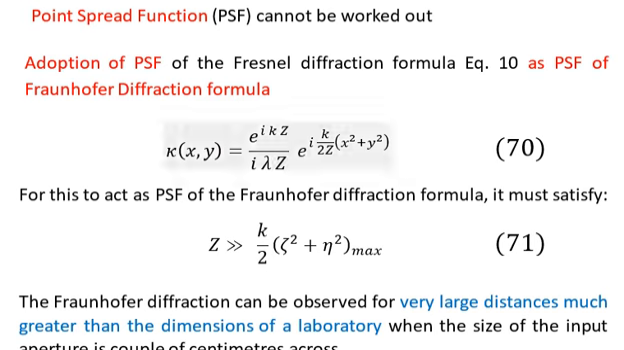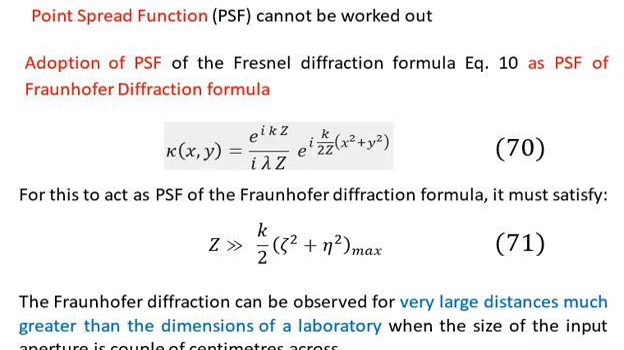So kappa of x y is equal to e to the power iota kz over iota lambda z multiplied by e to the power iota k over 2z. Within the bracket we have x square plus y square. So this was actually the transfer function that we wrote down for the case of Fresnel. We are also going to adopt this for the case of the Fraunhofer diffraction formula.